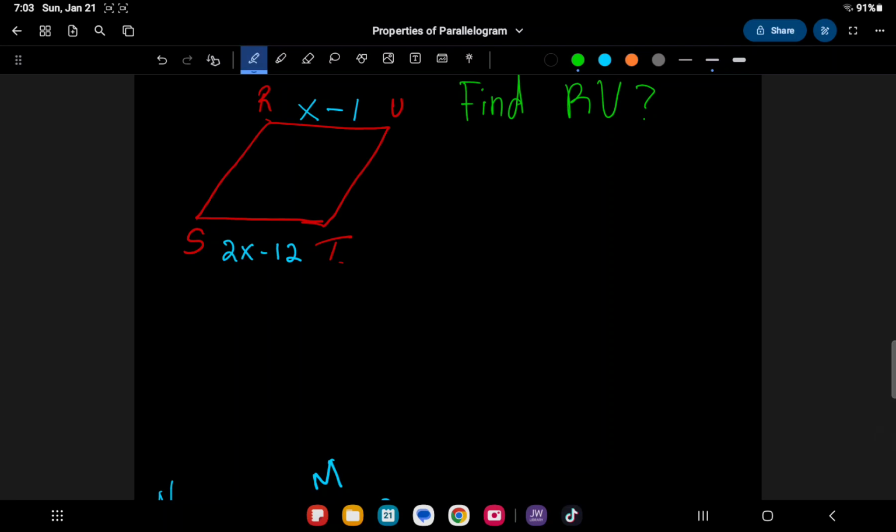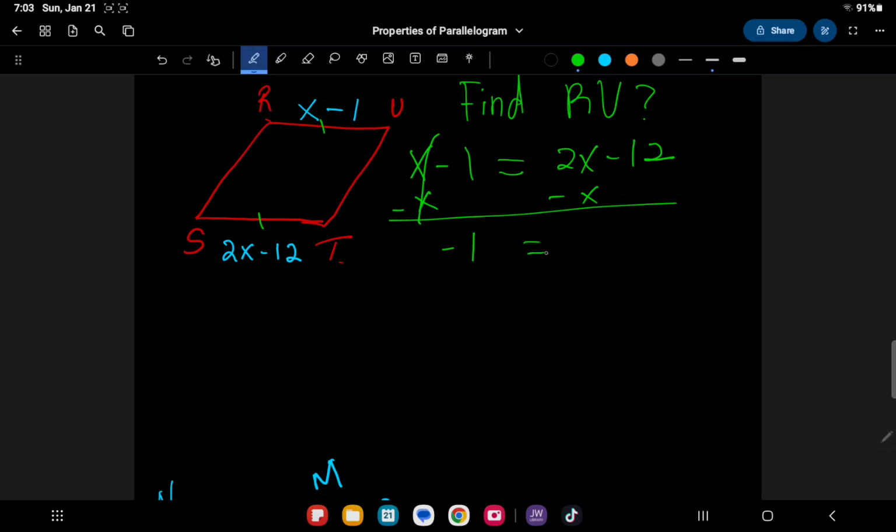One thing about parallelograms is that parallel lines are congruent. So I can set up my equality, which is x minus 1 equals 2x minus 12. In that way, I can solve for x. Alright, so I subtract x on both sides. I'm left with negative 1 equals x minus 12. And I can add 12 to both sides. So here I have x equals 13.